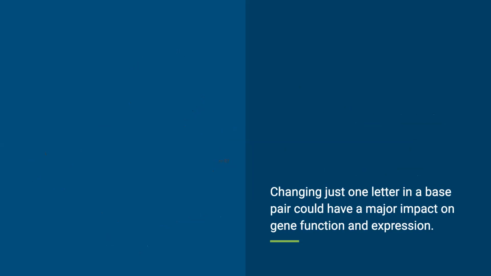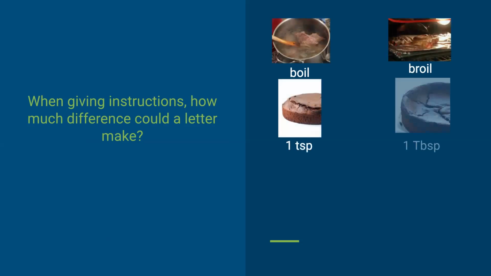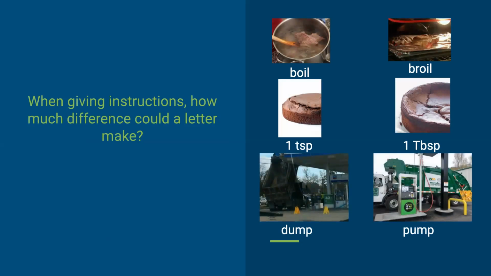Now, as I mentioned, changing just one letter in a base pair can have a major impact on gene function and expression. And you might ask, when you're giving instructions, how much difference could one letter make? Well, boil or broil, a teaspoon or a tablespoon, dump or pump, right? It matters. A letter matters, okay? And so in your billions of genes, less than 1% is different from a monkey. Little changes must matter a lot.